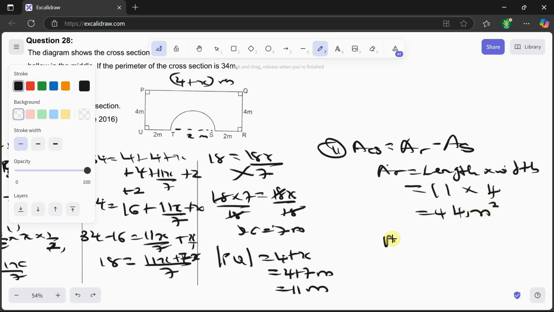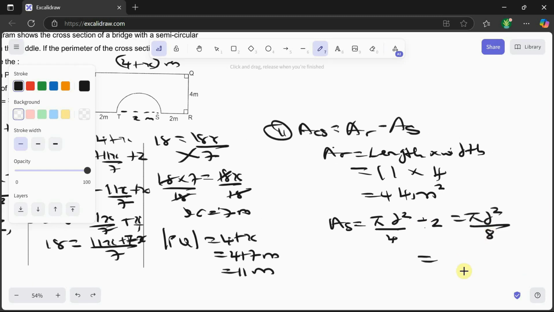So for the area of the semicircle, the area of the circle is pi r squared, but let me just use d because I have my x is like 7, right? So that will be pi d squared over 4. That is the area of a circle, but we have a semicircle, so that will be divided by 2, and that will be pi d squared over 8. So our pi is 22 over 7. Our d is x, which is 7, so that will be 7 squared all over 8, right?